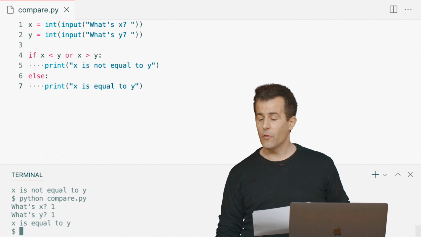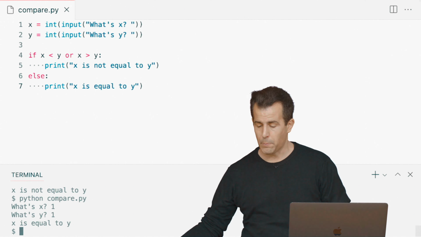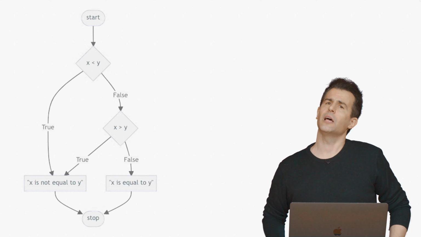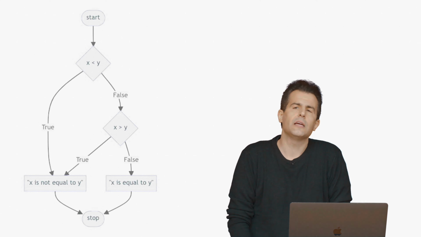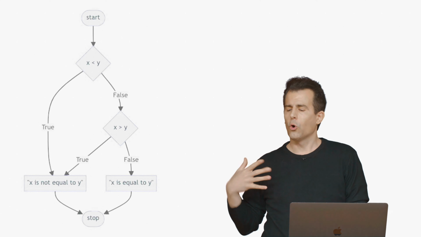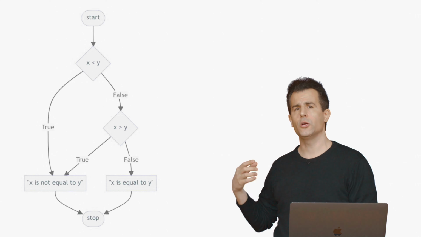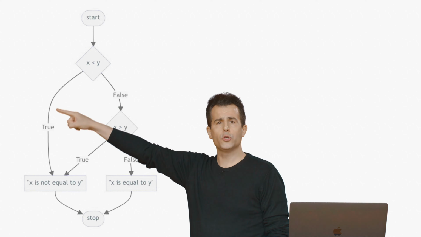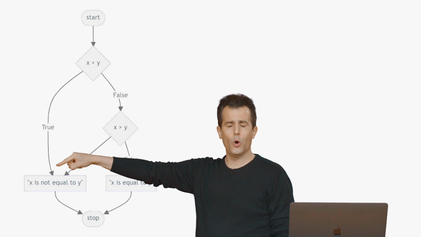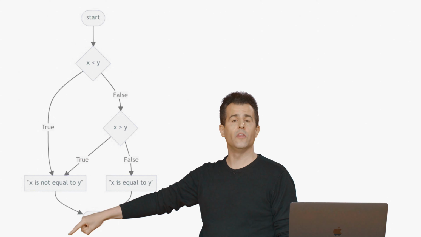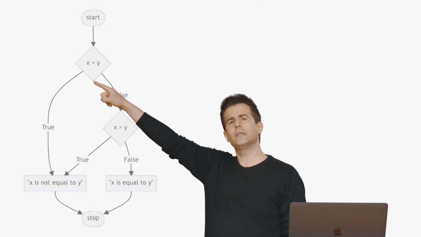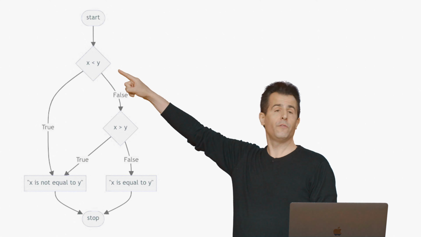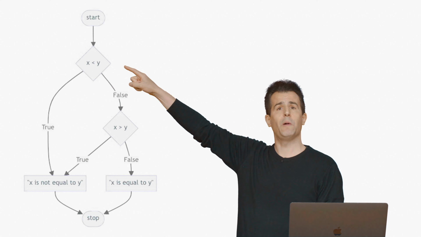Now, if we want to compare that visually too, let me propose that the picture looks a little something like this. And again, this is the exact same thing logically, but it's a pictorial representation thereof. What's the first question? Well, if x is less than y, well, then we follow the true arrow and we say, quote unquote, x is not equal to y, and then we stop. But what if x is not less than y? What if it's greater than y? What if it's 2 and 1 respectively?